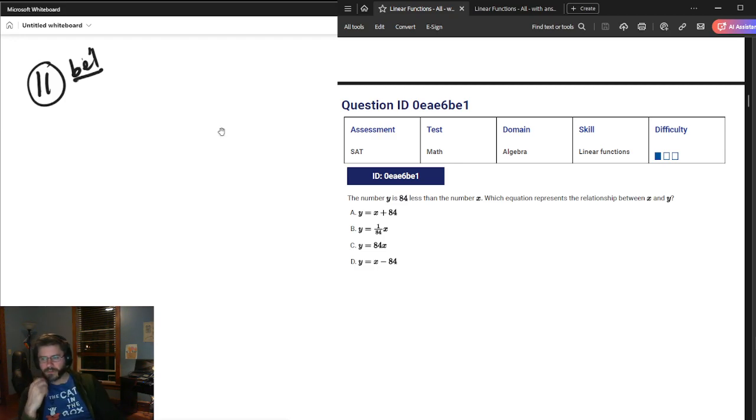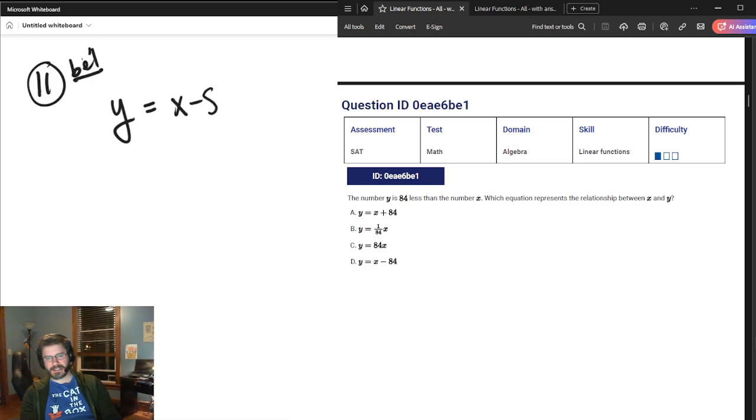All right, so giving us a word expression again, all of our answer choices are the linear expressions. We have different slopes and different y-intercepts. So let's go ahead and do that. 84 less than x. So y is 84 less than x.